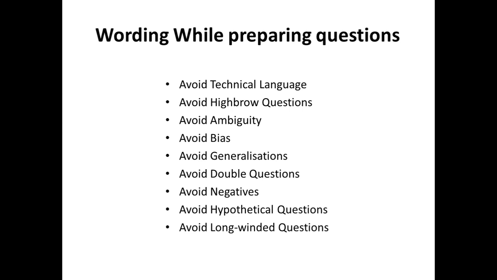For example, how would you like the taste and the color of Pepsi? That's a biased question, so we can avoid those kinds of questions. Then avoid negative questions, which means the answers are always in the negative. Do you disagree with so and so people? If you put questions like that, people will feel so uncomfortable answering them.